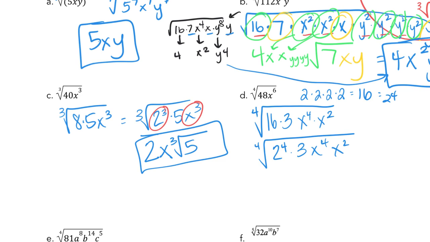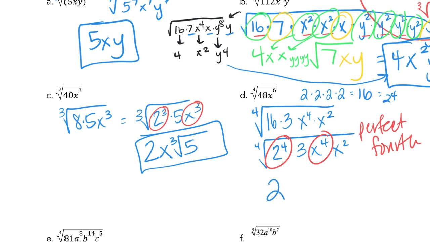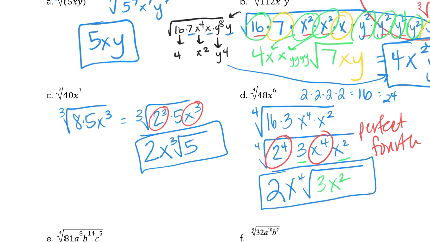And then I want the perfect fourths. Anything that's a perfect fourth is going to pop out of the root. So the fourth root of 2 to the 4th is 2. The fourth root of x to the 4th is x. And then everything that's remaining that isn't a perfect fourth is going to stay under the root. Here is our answer. And we're not messing around with the absolute value thing like we saw in the opener because we're assuming all variables are positive. Okay, let's do a couple more.